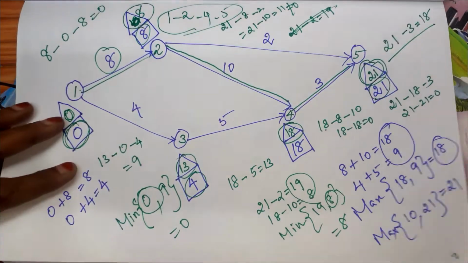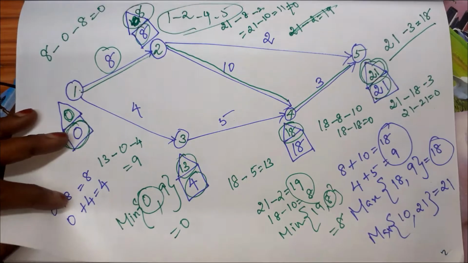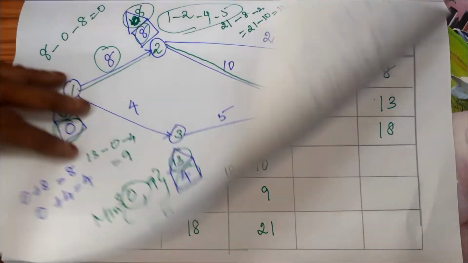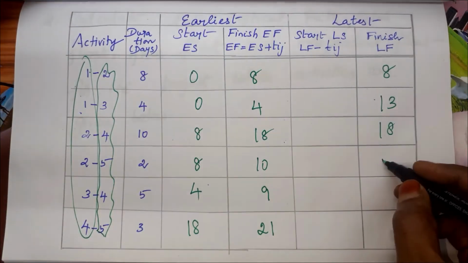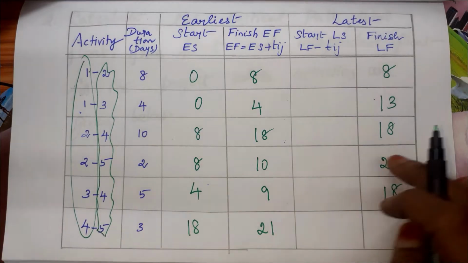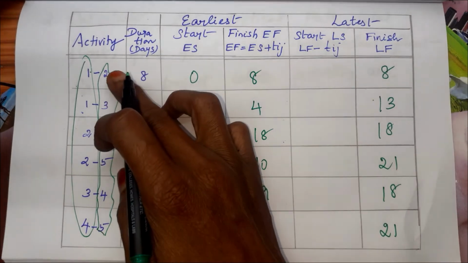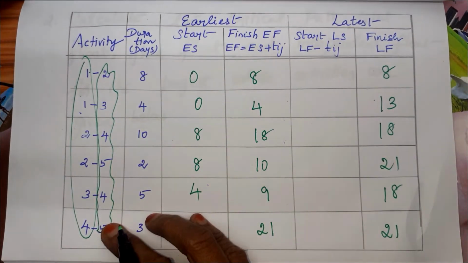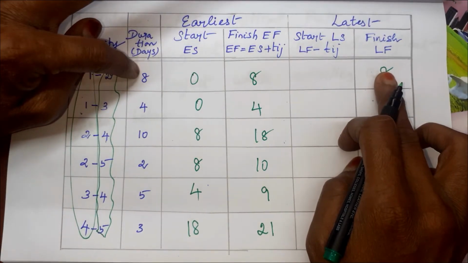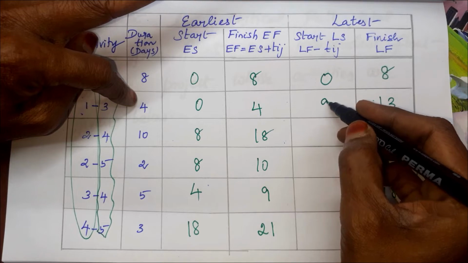3. 3 in the triangle has 13. 4 in the triangle has 18. 5 in the triangle has 21. 4 in the triangle has 18. 5 in the triangle has 21. First you fill all these values using the right side numbers' triangle values, and then this minus duration. 8 minus 8, 0. 13 minus 4, 9.